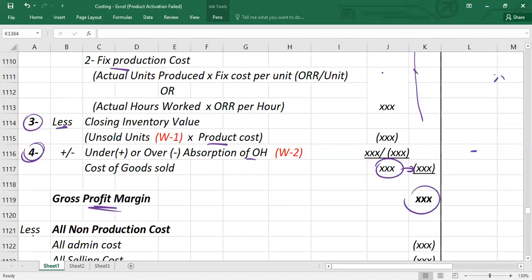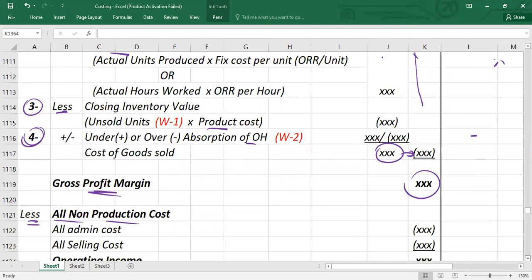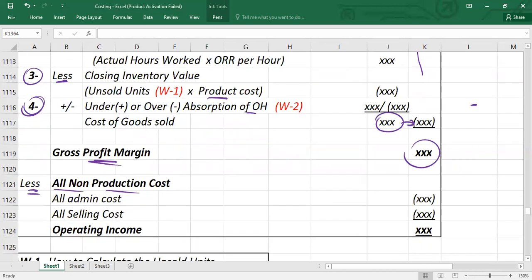Okay, guys, from the gross profit you now have to subtract all non-production cost. Non-production cost might include selling cost, marketing cost, administration cost. If you subtract all cost, regardless of whether those costs are variable or fixed, from the gross profit, you will get operating income. This is how to prepare the income statement by using absorption costing.